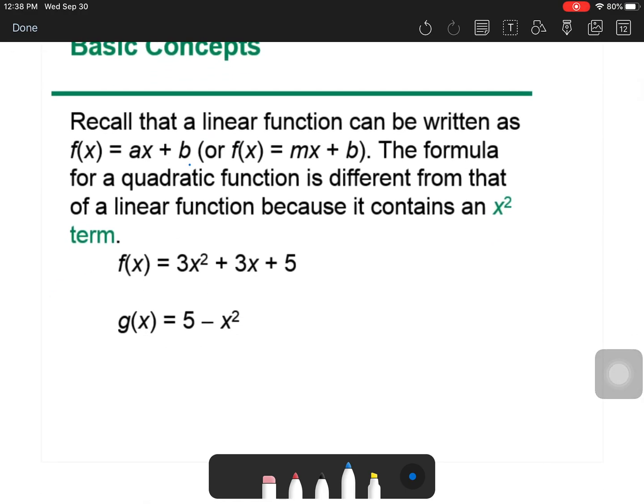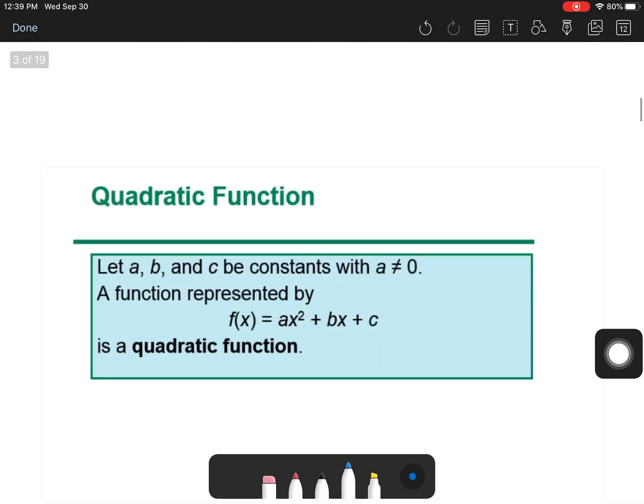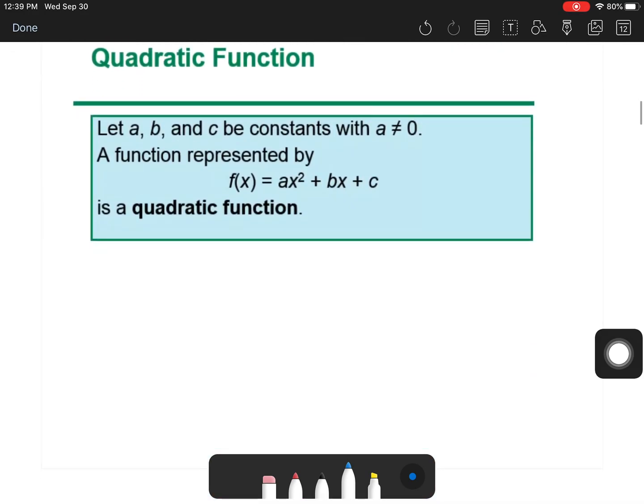Okay, so it says recall that a linear function is one that can be written in this form, ax plus b or mx plus b. So for a quadratic function, we know that we're going to have an x squared term in there. So quadratic, this is what tells us when we see that x squared. And it can be written into this form, ax squared plus bx plus c. That's our standard form of a quadratic function.